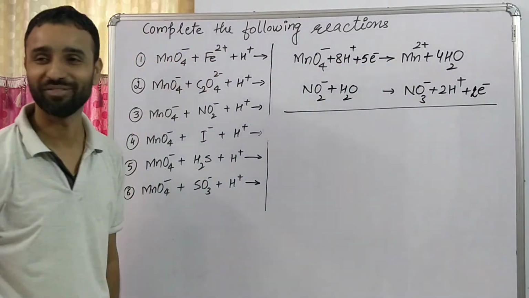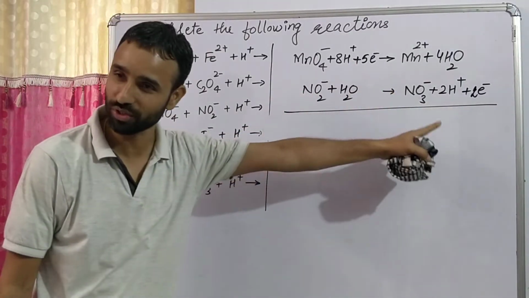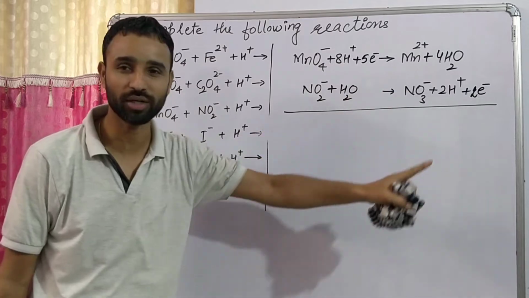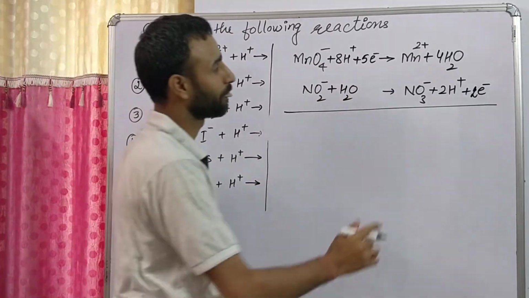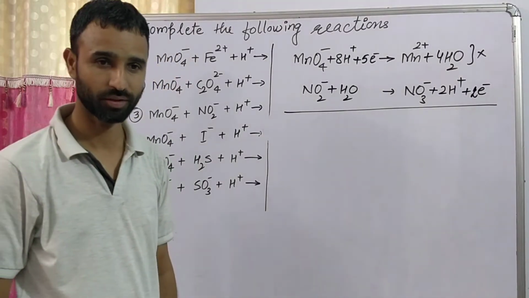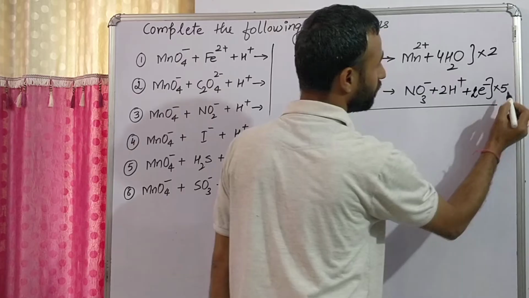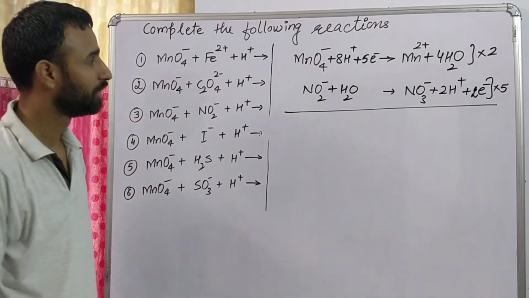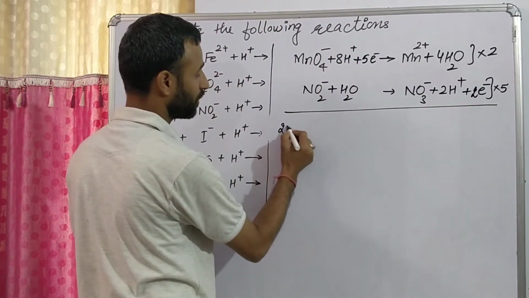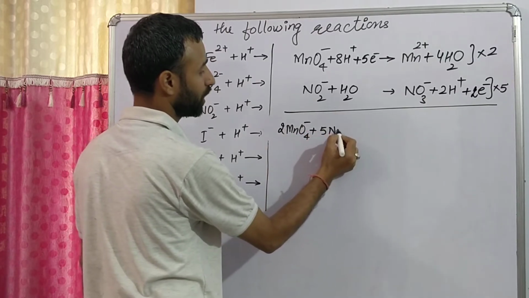Now we balance the electrons. Electron gain should be equal to electron loss. So this equation is multiplied by 2, and this equation is multiplied by 5. Now it is 2 MnO4 negative, 5 NO2 negative.